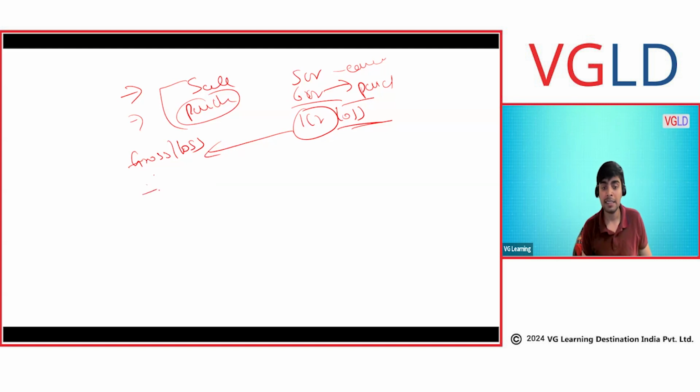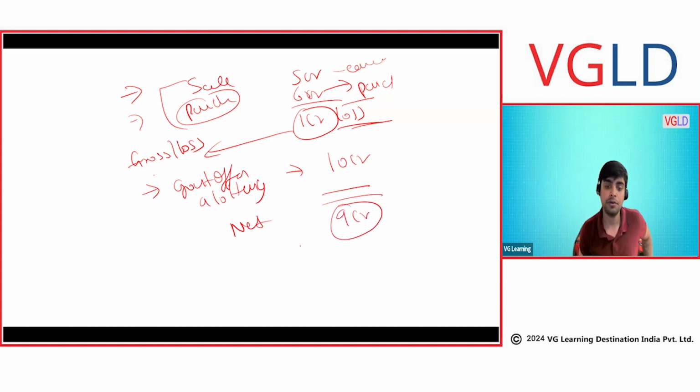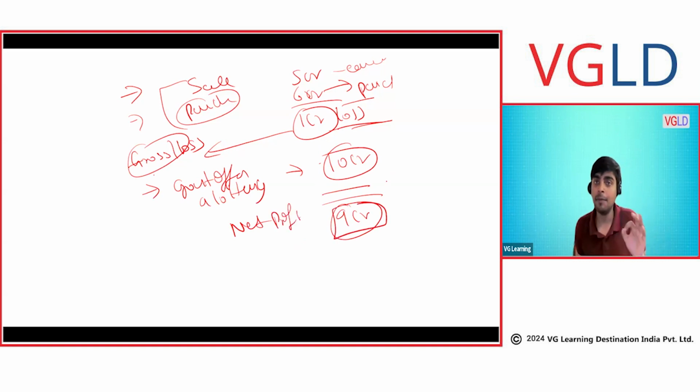Let's say by some means government offered a lottery to the company. Though it is a very hypothetical thing, not a real thing, government offered a lottery to the company and they made a significant profit of 10 crore. Now, if I look at the net profit of the company, it would say 9 crore because of the 1 crore gross loss in the trading account and the 10 crore of government lottery. So the net profit would show 9 crore. Now, if I am a user, I would see, oh, company's profit has increased because company is 9 crore.